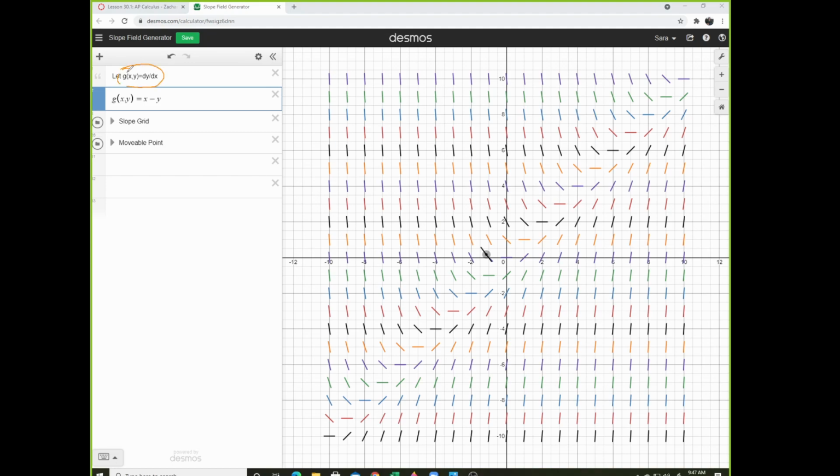They are going to use g of x, y as the same thing as my derivative, because Desmos doesn't have a good way to just put a derivative in right there. But we can see a more complete slope field. All we graphed just a moment ago was this portion right here.